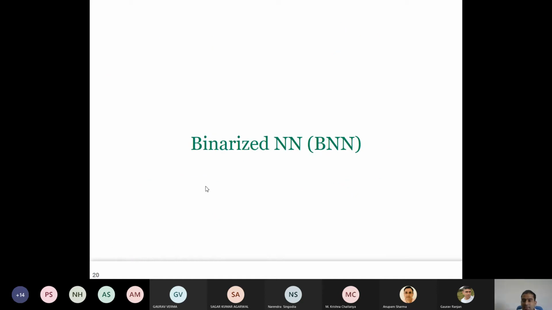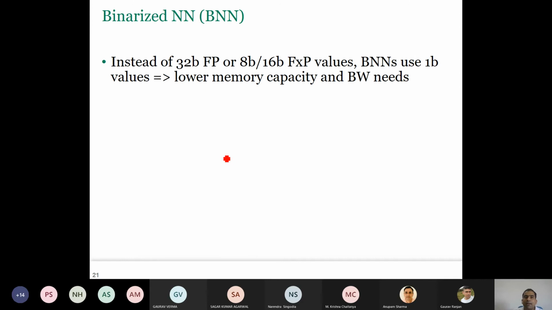Okay. Now we'll discuss binarized neural network. So instead of 32-bit floating point or even 8-bit fixed point or integer weights at all, we just directly come to 1-bit values. That means our weights are 1 bit and our inputs, or what we call input activations, are also 1 bit. So in this way, we can drastically reduce the memory capacity and bandwidth requirements.